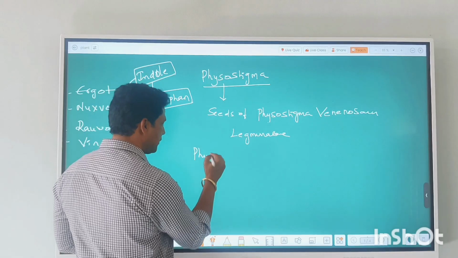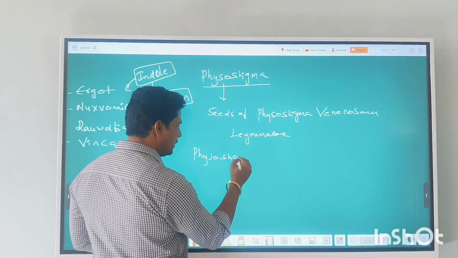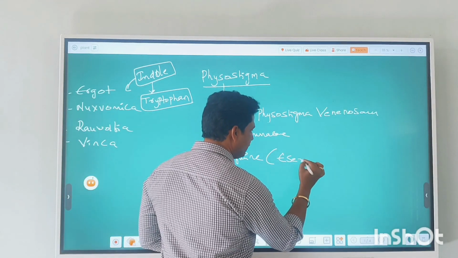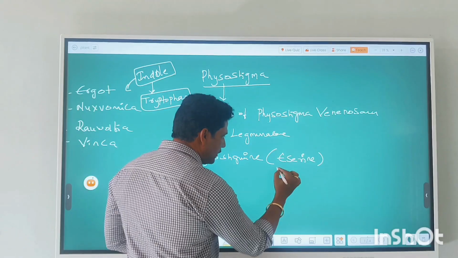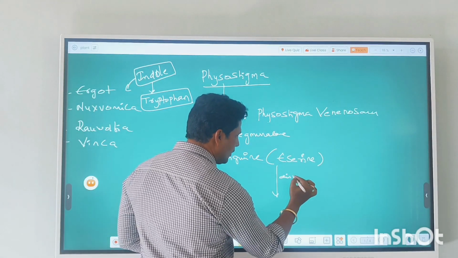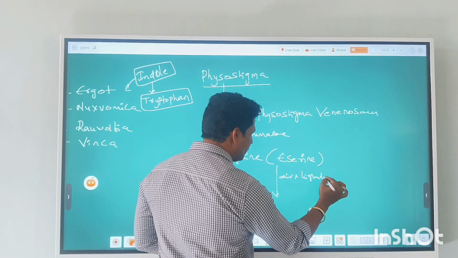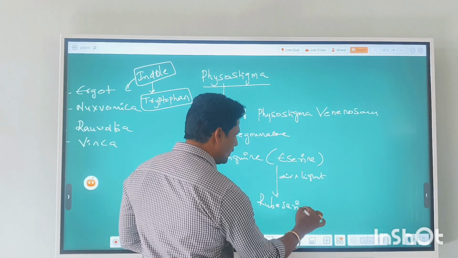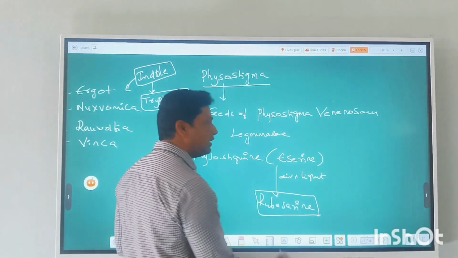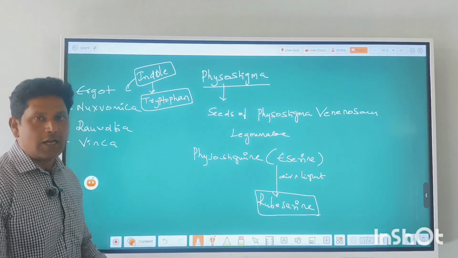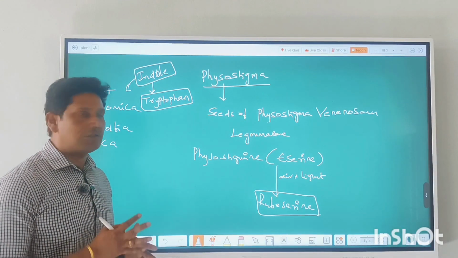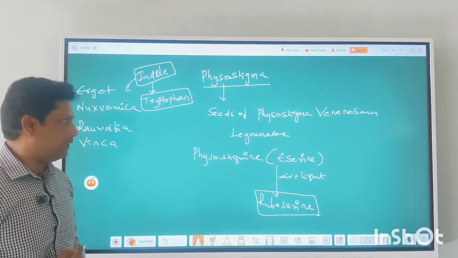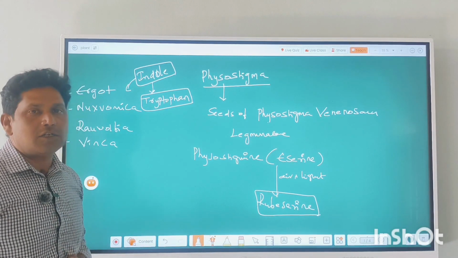The main chemical constituent in physostigma is physostigmine. It is also called as eserine. When eserine is exposed to air and light, it undergoes oxidation and gives rubreserine, a red color compound. So this is about the pharmacognosy part.